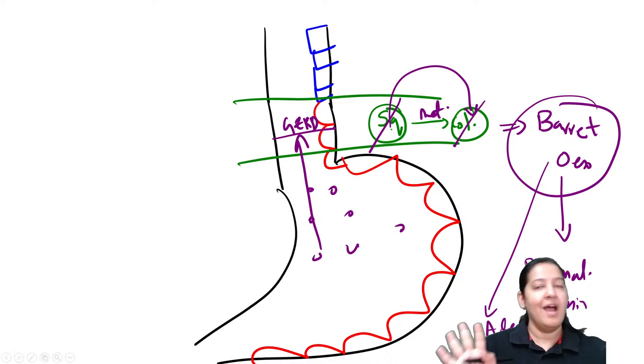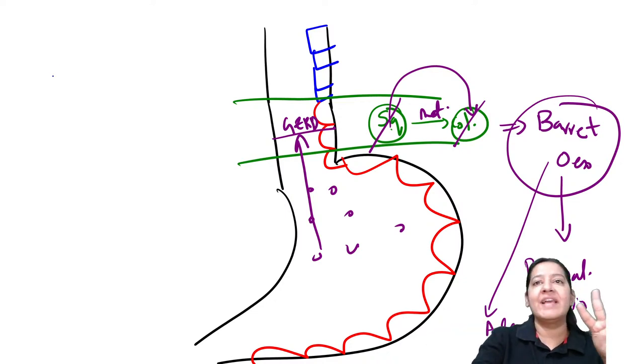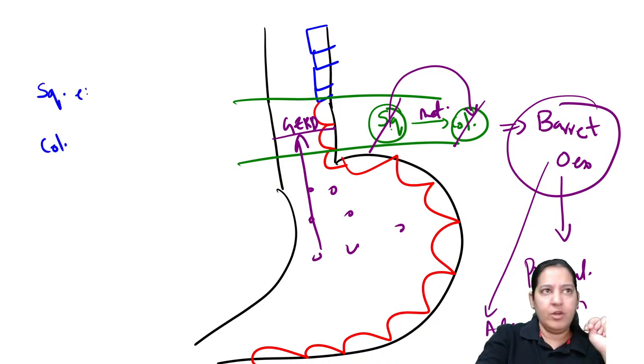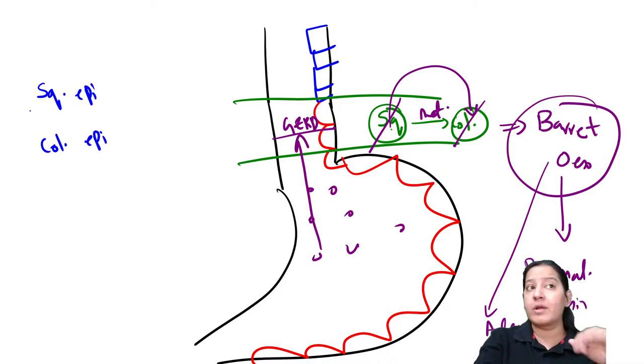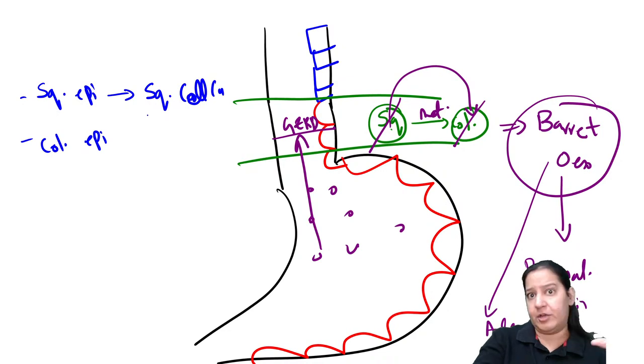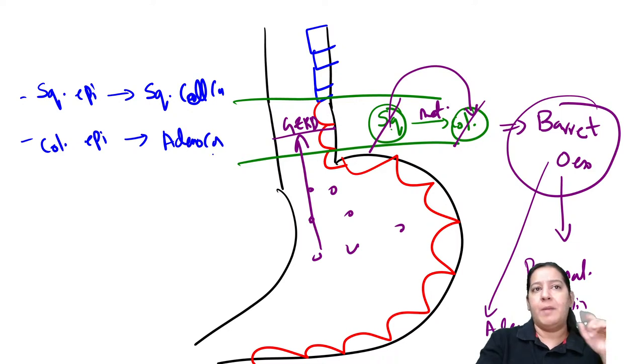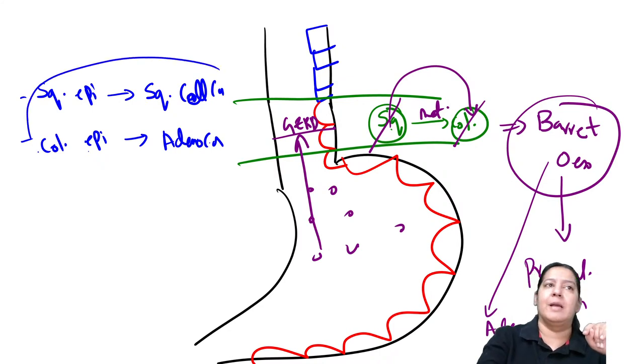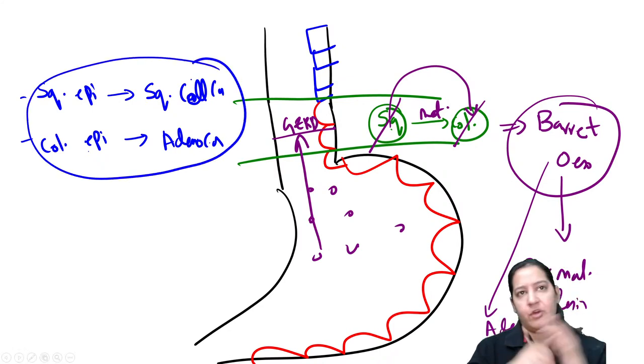Now don't learn it, understand the concept. There are two types of linings, two types of mucosa, in the entire human body: squamous epithelium and columnar epithelium. In some organs we have squamous epithelium, in some organs we have columnar epithelium. The organs which have squamous epithelium can have squamous cell carcinoma. The organs which have columnar epithelia will have adenocarcinoma. Adenocarcinoma arises from columnar epithelium, and squamous cell carcinoma arises from squamous epithelium. So we have two types of malignancies arising from the two types of epithelia.